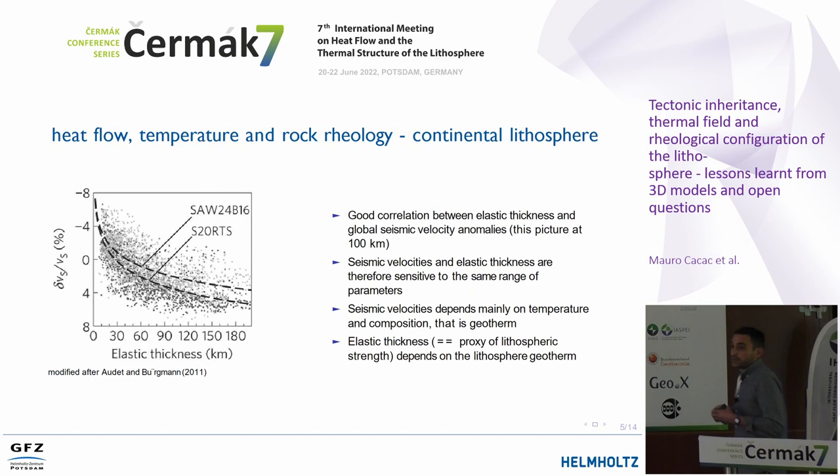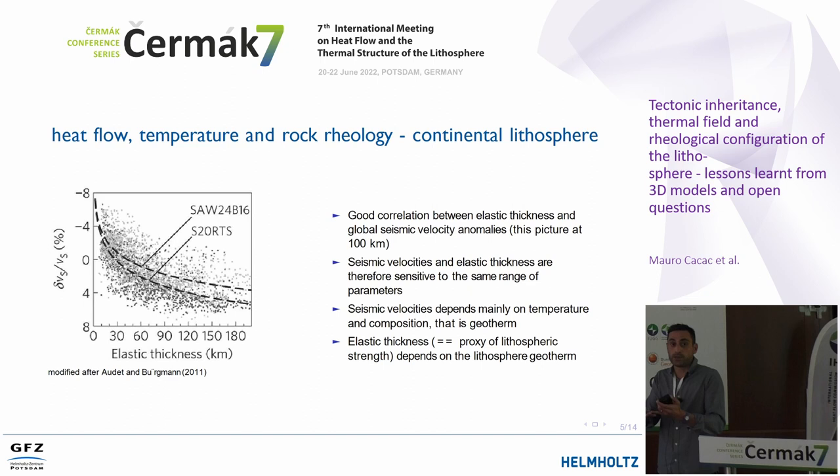Well, then you do the same for the continent, and then things start to change a bit. There was a paper in 2011. What they do is completely the same kind of exercise that I showed you before for the oceanic lithosphere. What they cross plot is the elastic thickness with the change in the seismic velocity anomaly. This picture is taken at 100 kilometer depth. And what you see is that there's a correlation between seismic velocity and elastic thickness. What you derive here is that those two parameters should also be sensitive to the same set of parameters. And we know that seismic velocity depends on temperature and composition, basically geotherm.